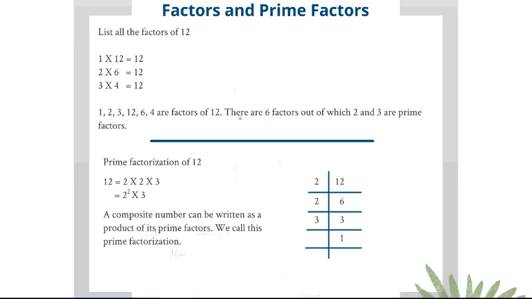So again, look at the two examples. One of them says list all the factors of 12. The other says prime factorization of 12.